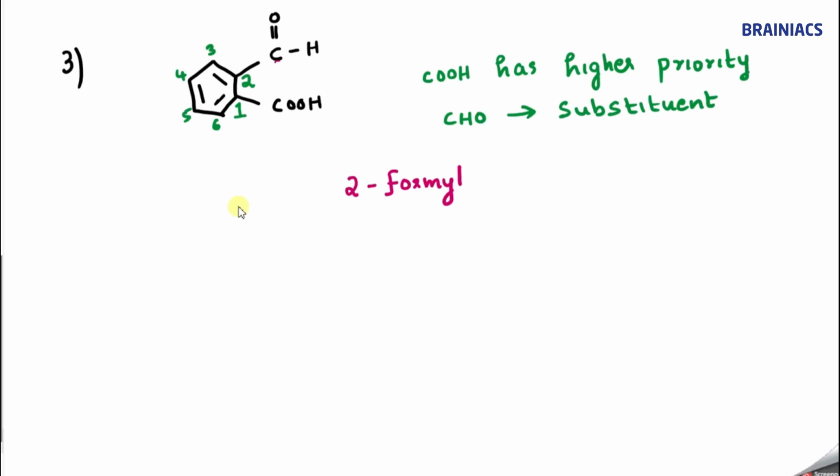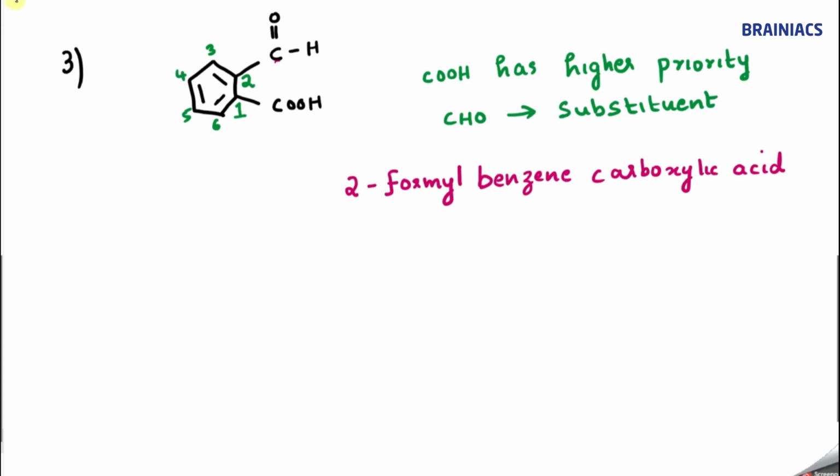Here benzene is there, carboxylic acid is there. Either we can say benzene carboxylic acid, or what can be the other way? We can say 2-formyl benzoic acid. That is also accepted, but more correct is 2-formyl benzene carboxylic acid. Okay, so I hope these examples are clear for you, and if you have any doubt, please feel free to ask. Okay, now let's see example number 4.